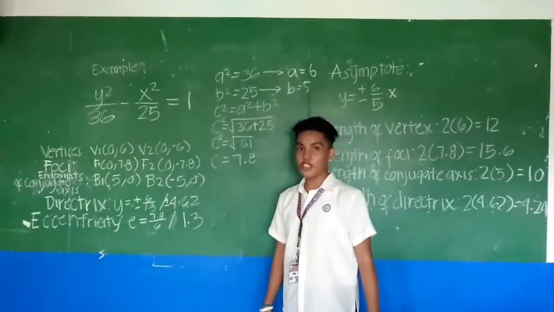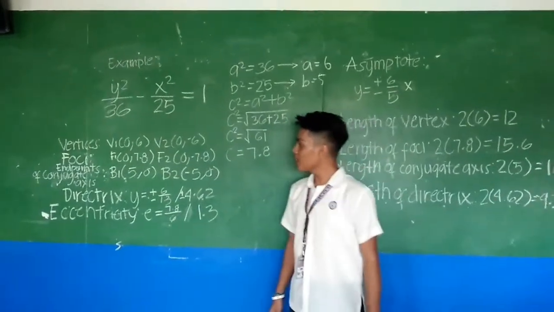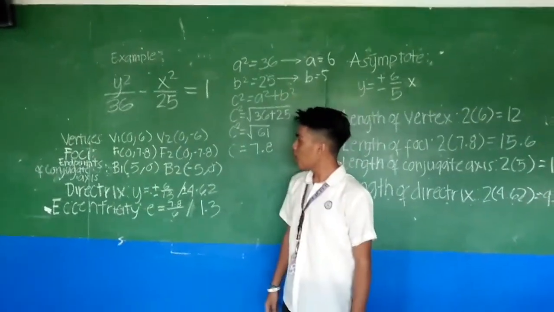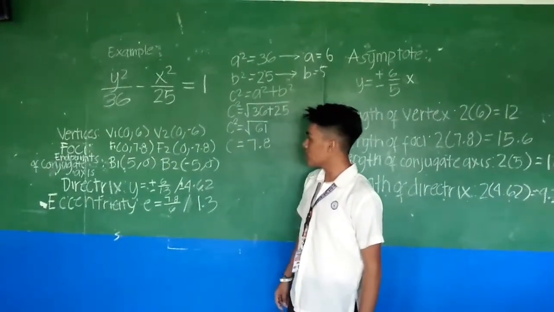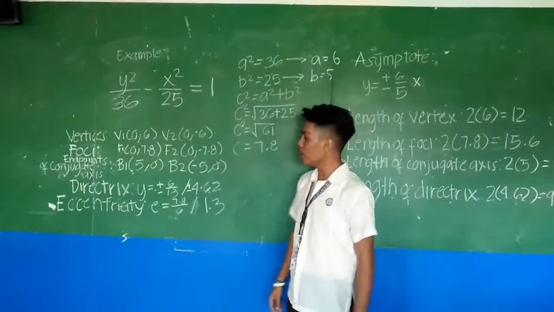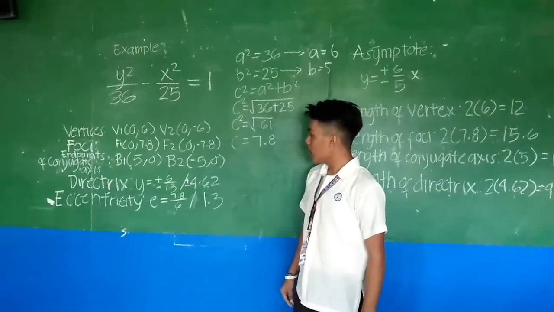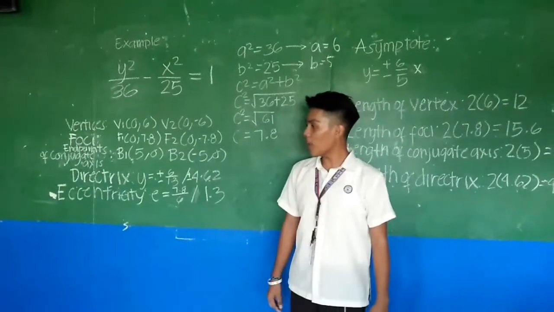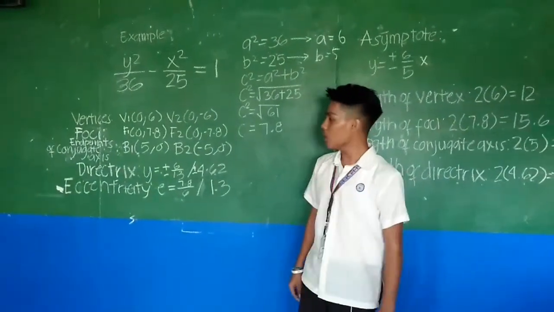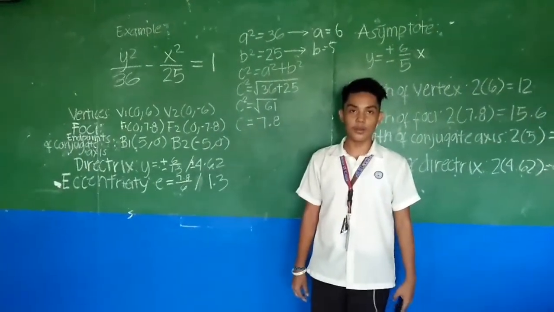Now, we're going to substitute the value of a, b, and c. So, the vertices will be 0, positive 6 and 0, negative 6. The value of foci will be 0, positive 7.8 and 0, negative 7.8. And the value of endpoints of the conjugate axis will be positive 5, 0 and negative 5, 0.